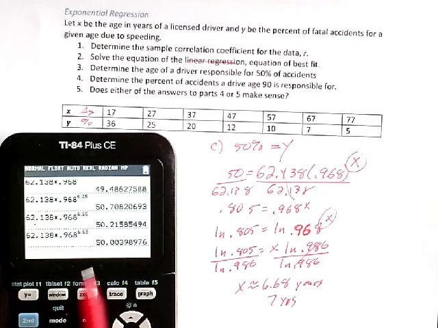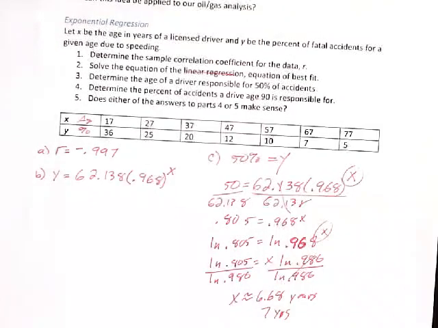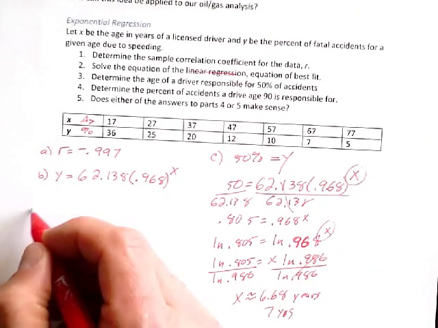6.68 is what I came up with. Yeah, 6.68 takes us right to that 50% mark. So you could have just picked an age and started going from there.